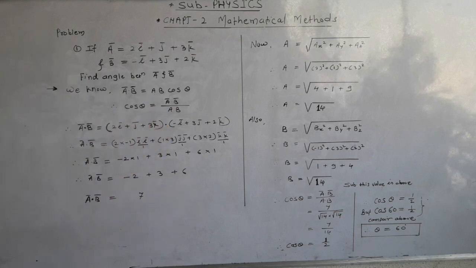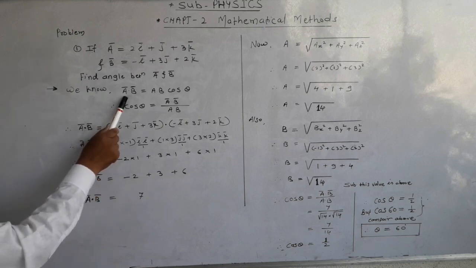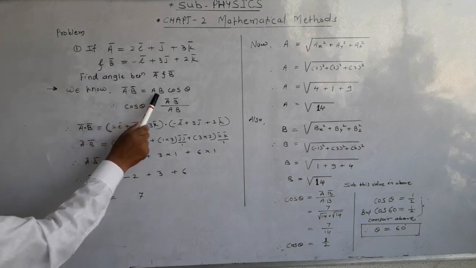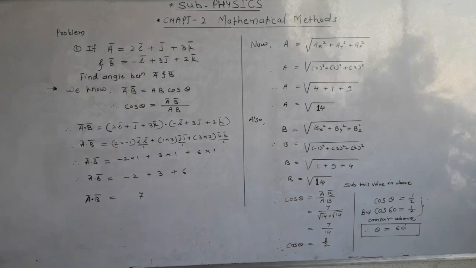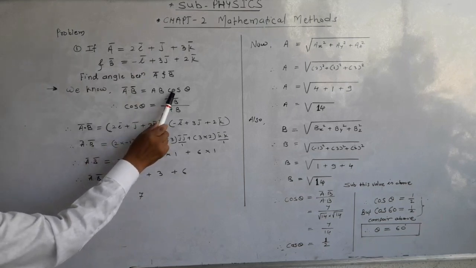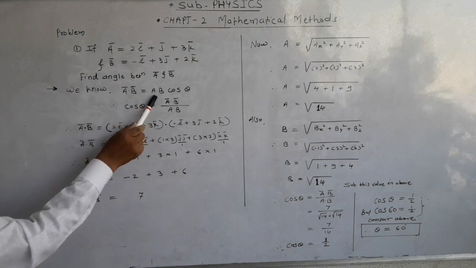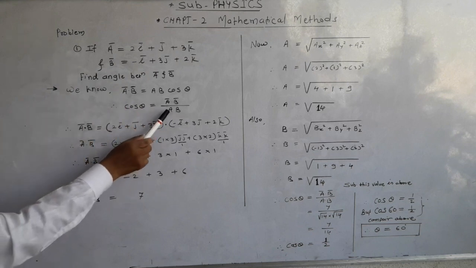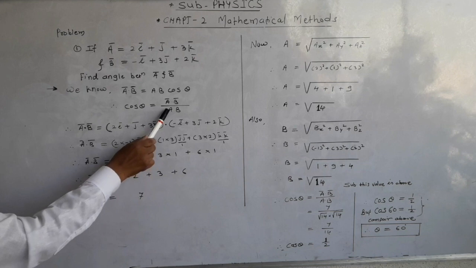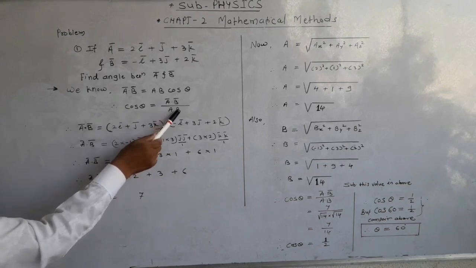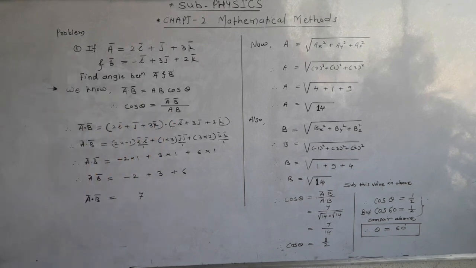This is the definition of scalar product of two vectors, that is A bar dot b bar is equal to AB cos theta. From this we can find the angle: cos theta is equal to A bar dot b bar divided by AB. That means this is nothing but the magnitude of A bar, A, and the magnitude of b bar, that is B. We have to find these out.